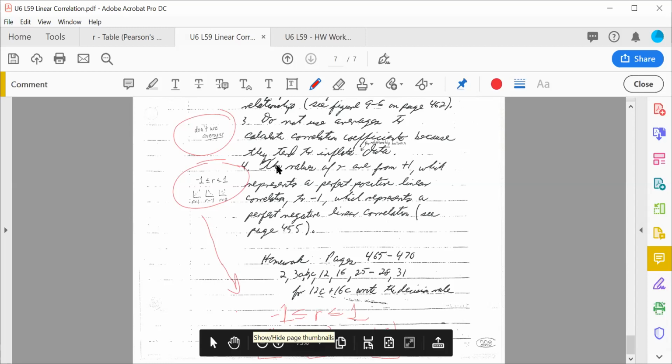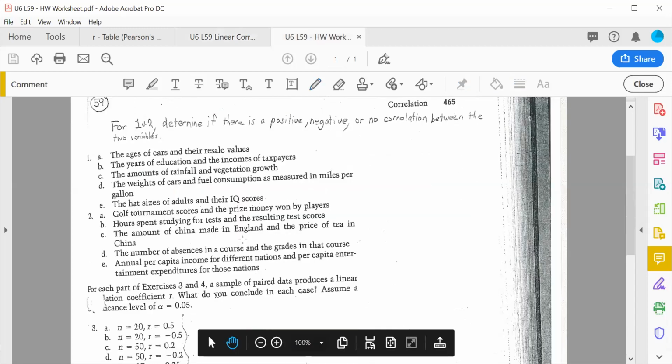Last but not least, your homework's out of the book, but there is one worksheet problem, which I'll attach. Types of correlation. Positive correlation means that as one variable goes up, the other variable also goes up. It also means as one variable goes down, the other variable goes down. As long as the variables go in the same direction, it's a positive correlation. A negative correlation means that as one variable goes up, the other variable goes down.